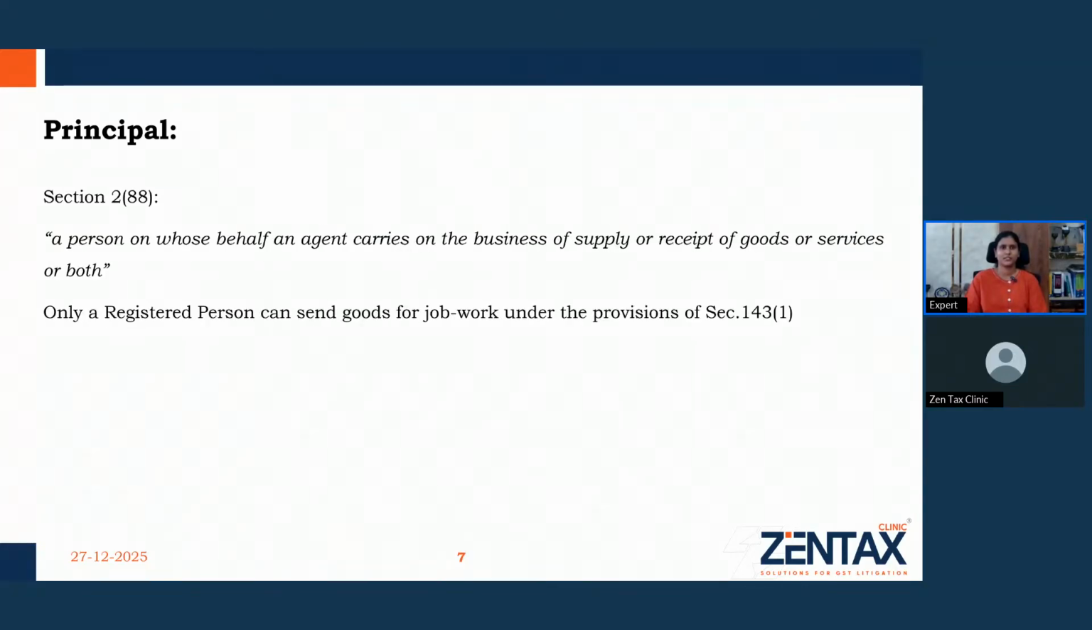We will see the definition for principal in the CGST Act. Section 2, subsection 88 mentions a person on whose behalf an agent carries on the business of supply or receipt of goods or services or both. From the definition of job work, we have already seen only a registered person can send the goods for job work under the provisions of Section 143(1), that is the job work provisions.